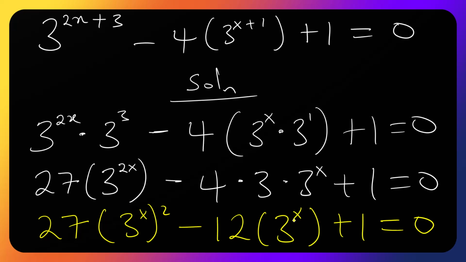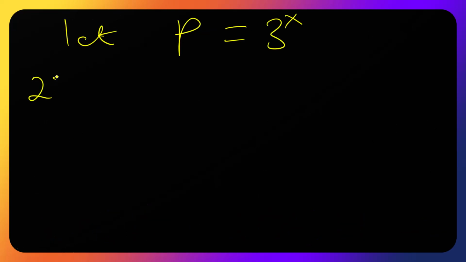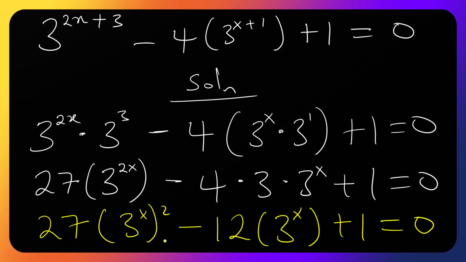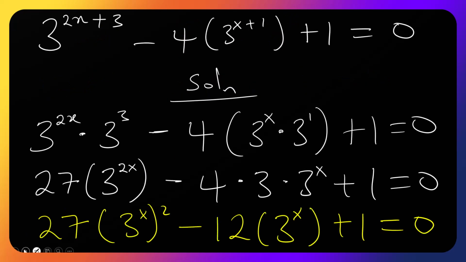Okay, so from here, since 3 to the power of x is common here, let's take them out. Let p be 3 to the power of x. So that will be 27p squared minus 12p plus 1 equal to 0.